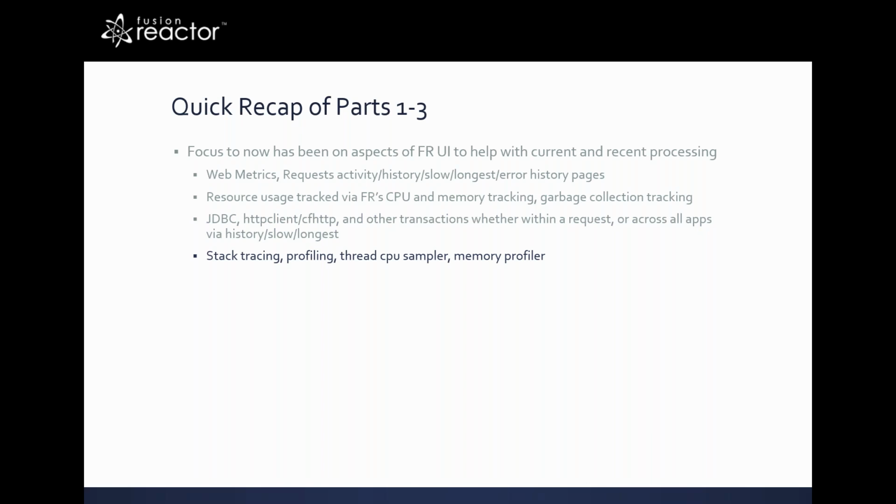But then I showed in the last part that a little more challenging problems can often be solved with these features that FusionReactor adds: stack tracing, profiling, the thread CPU sampler, and the memory profiler. And those last 3, profiling, thread sampler, and memory profiler, are in the ultimate edition of FusionReactor. There are 3 editions, but everything else I've talked about would be in the standard edition, and everything I'll talk about today will be in the standard edition. Can't think of anything I'll say that won't be.